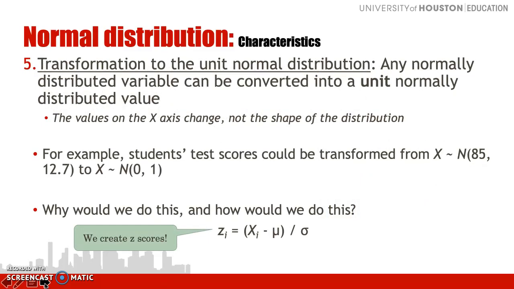5, we can transform any normal variable to a unit normally distributed value, which is again a really nice thing to be able to do because, and this gets again into z-scores, it takes that unit out. So for example, if we take students' test scores, we could transform them from following a normal distribution with a mean of 85 and a standard deviation of 12.7. We can convert or transform it to follow a unit normal distribution with a mean of 0 and a standard deviation of 1. So we do that by creating z-scores, but why would we do that?